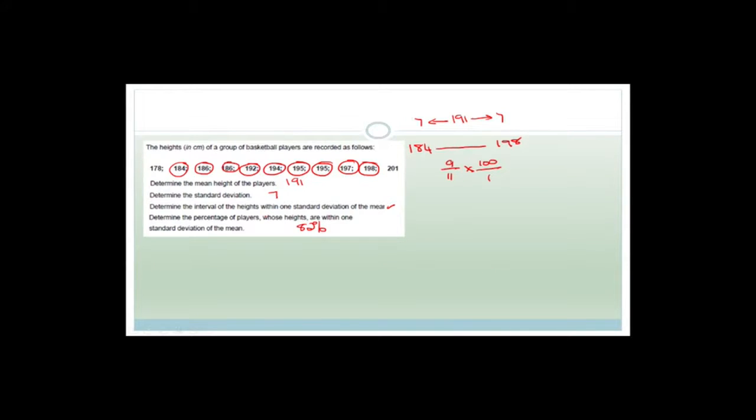What that means is that the average height of the players is very close to the number, okay, let's put it this way. It isn't a very big spread in their heights. Okay, that's what this is saying.